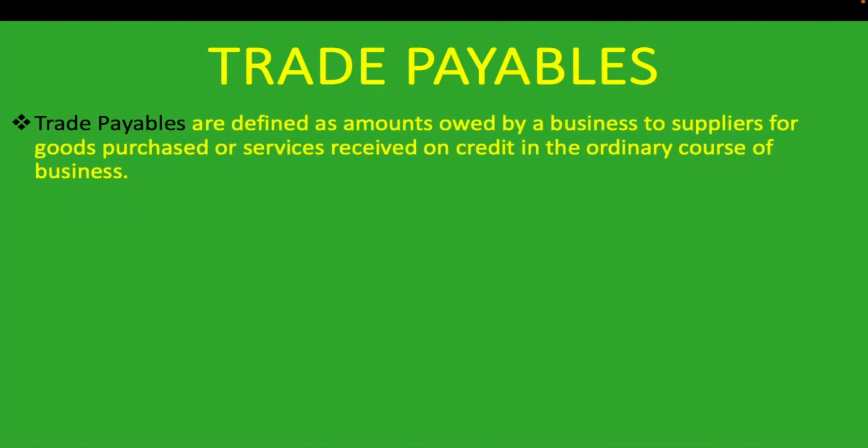How do we define it? Well, trade payables are defined as amounts owed by a business to suppliers for goods purchased or services received on credit in the ordinary course of business. And so that line just sums it up.